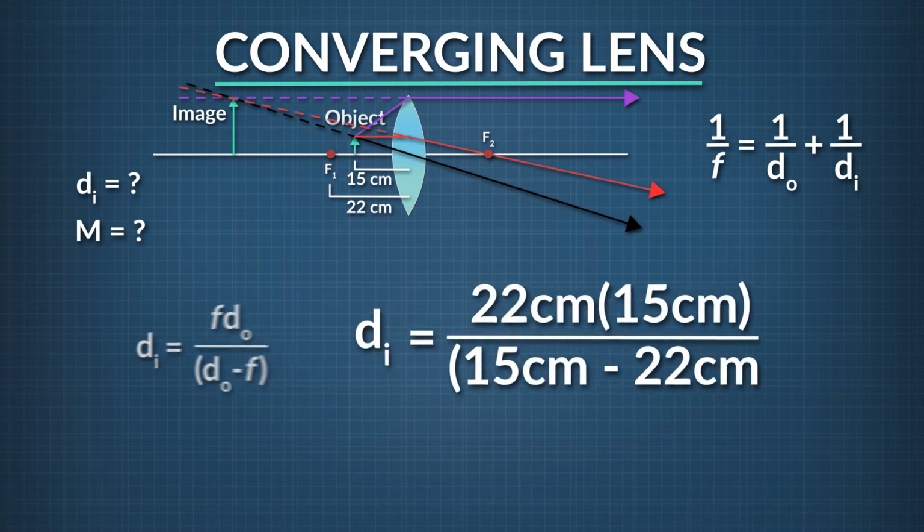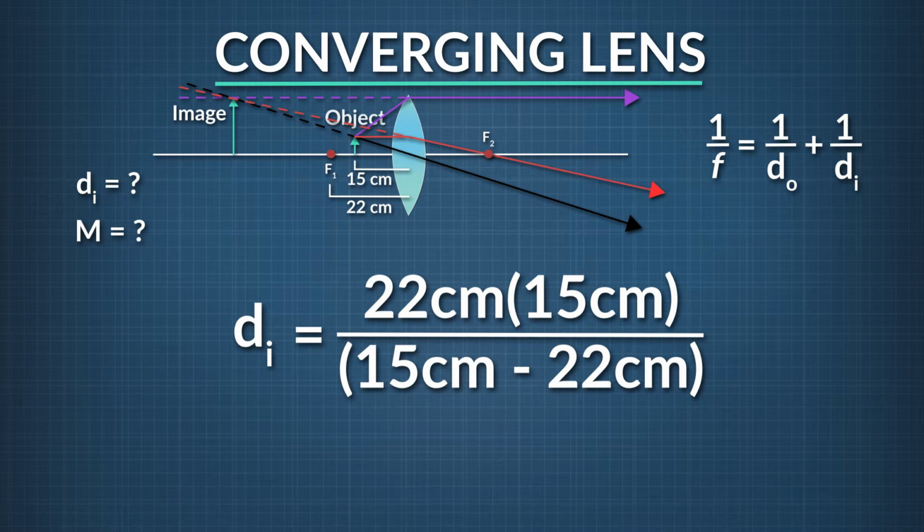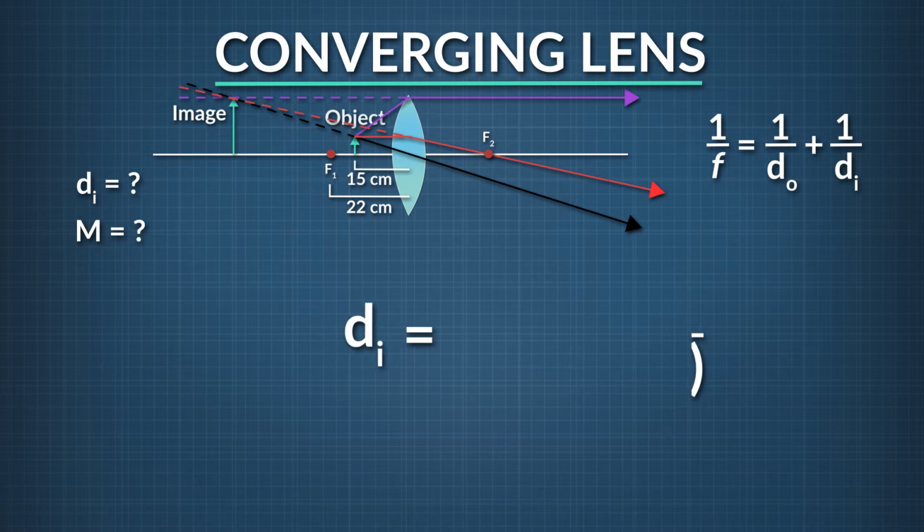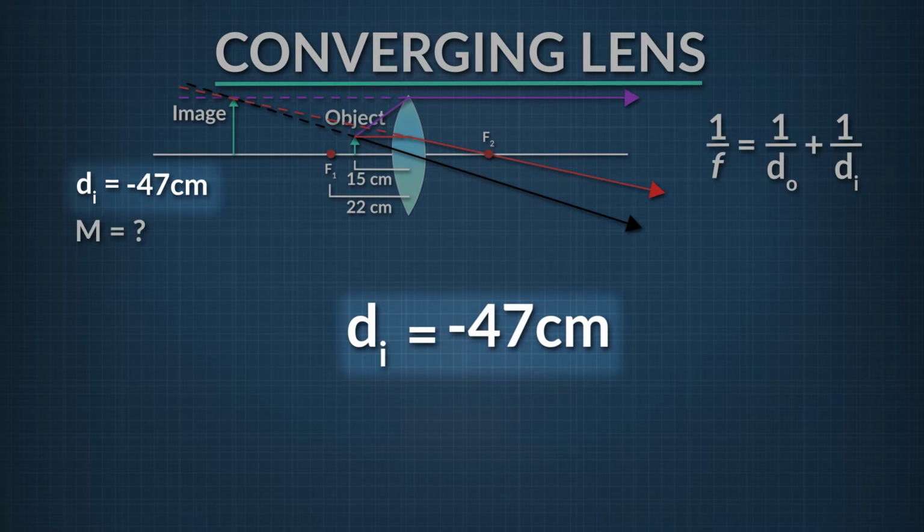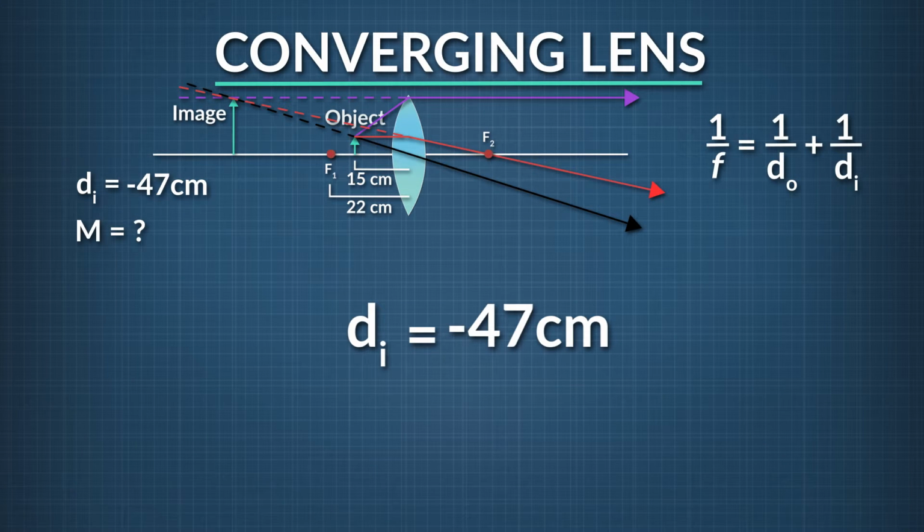Now we plug in our values for focal length and object distance and calculate an image distance of negative 47 centimeters. Notice a couple of things about this answer. Number 1, it's negative, meaning the image is virtual. That's consistent with our ray diagram. Number 2, it's bigger in magnitude than our focal length or object distance. That also checks with the diagram.